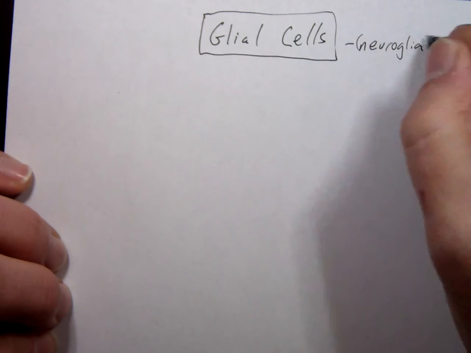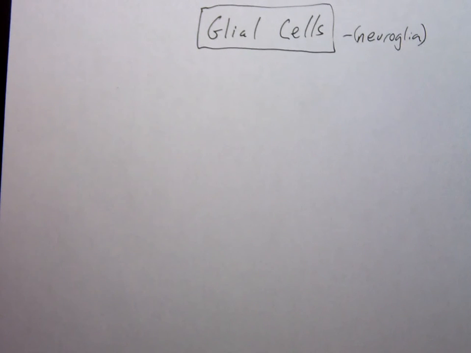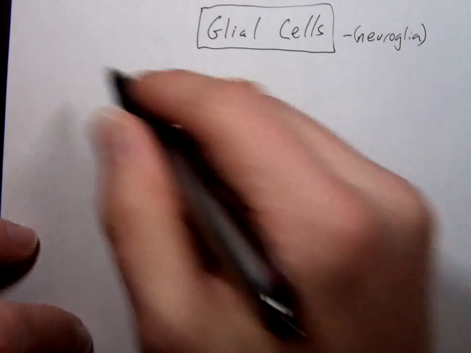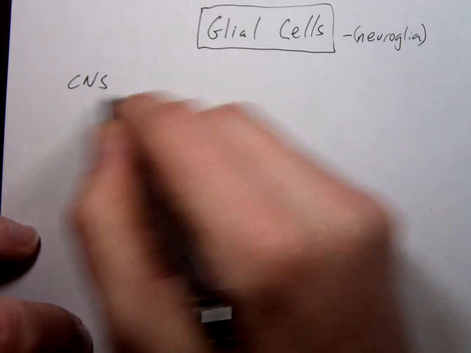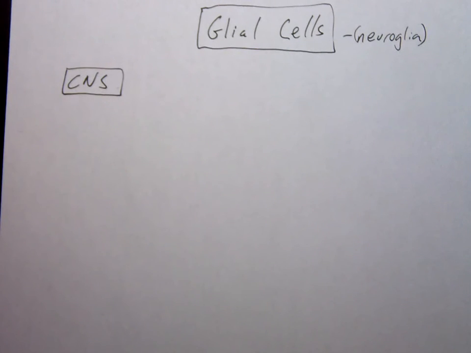Neuroglia, or literally translated nerve glue. So there are several different types of those, and the way they divide out is basically there's cells that only exist in the central nervous system and cells that only exist in the peripheral nervous system. So in the CNS, includes what 2 things? What comprises the central nervous system? Brain and spinal cord? That is correct.